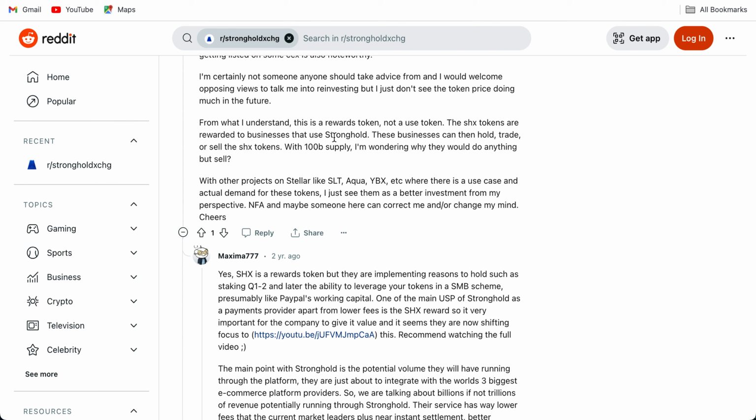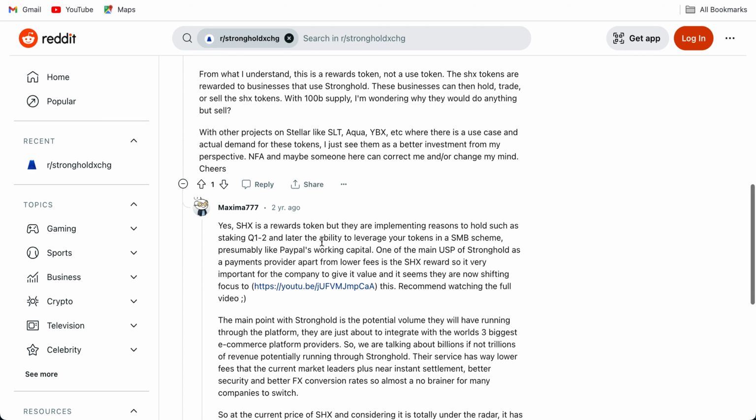but I just don't see the token price doing much in the future from what I understand. This is a rewards token, not a use token. The SHX tokens are rewarded to businesses that use Stronghold. These businesses can then hold, trade, or sell the SHX tokens with 100 billion supply. I'm wondering why they would do anything but sell.